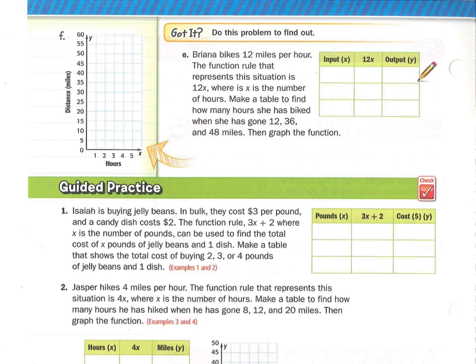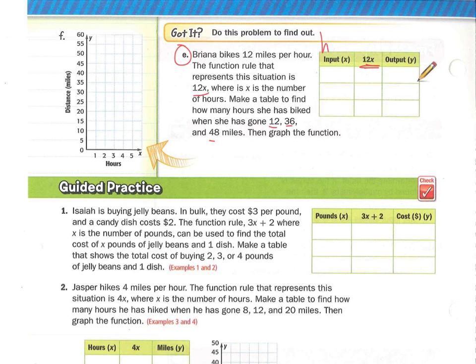All right. I'd like you to try problem E on your own. Brianna bikes 12 miles per hour. That's this rule right here, 12 times x. The function rule represents the situation as 12x, where x is the number of hours. Make a table to find out how many hours she's biked when she has gone 12, 36, and 48 miles.